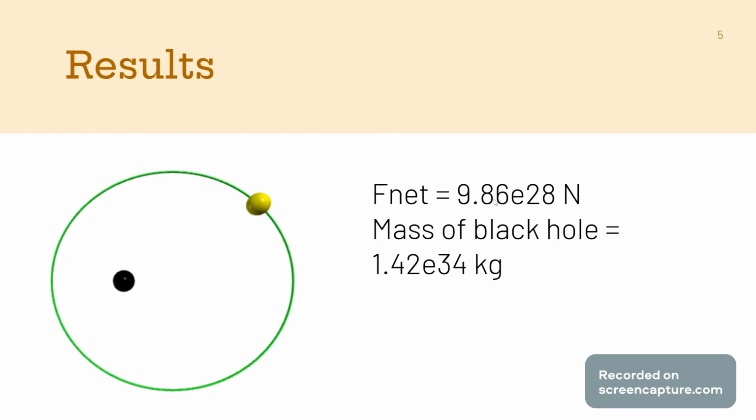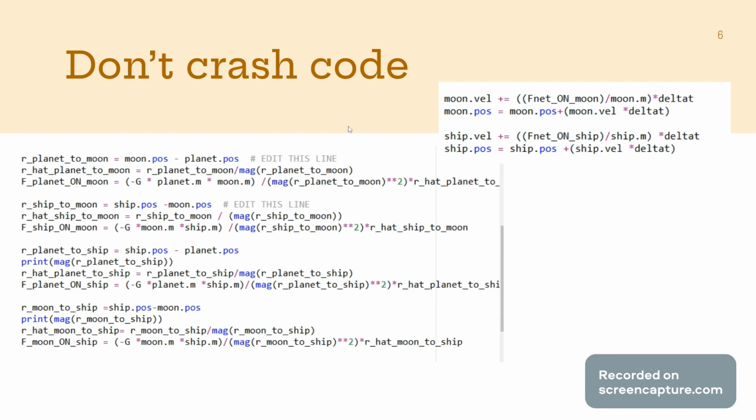I found that my F net is equal to 9.86 E28 newtons, and the mass of my black hole is 1.42 E34 kilograms. Here's my don't crash code. Here's all the R hats and forces and positions, and then here is the moon velocity and the ship velocity, as well as their positions.